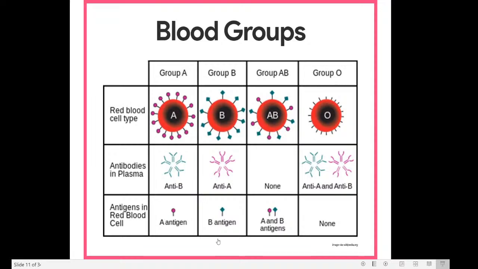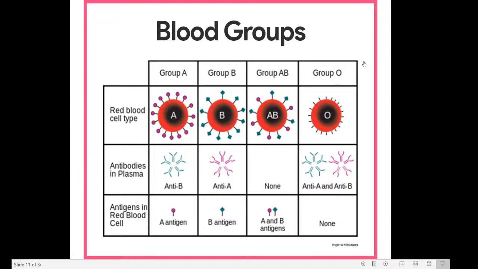If RH factors are present over the cell surface, that is called positive: O positive, A positive, B positive. If no RH molecules are there, that is called negative. Based on the RH factor present over the cell surface, it is called positive or negative. Based on that concept we can explain the maternal parent and the next generation.